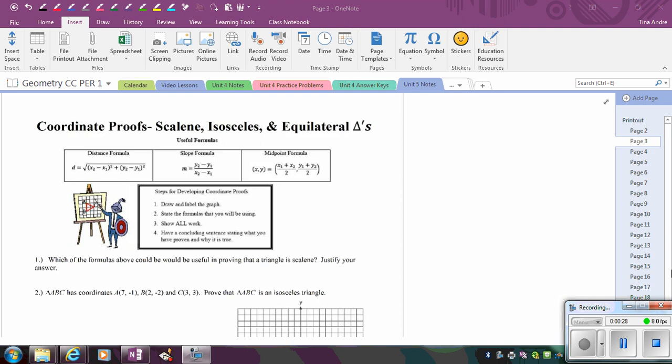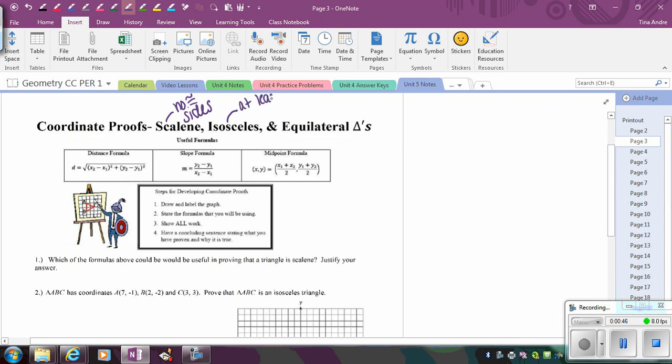If you remember, scalene, isosceles, and equilateral triangles are classified by sides. If you're trying to prove that you have a scalene triangle, it means that you have no congruent sides. So you would find the distance of all three sides and see that none of them are the same. If you're trying to prove isosceles, you have to have at least two congruent sides. And for equilateral, you have to have three congruent sides.